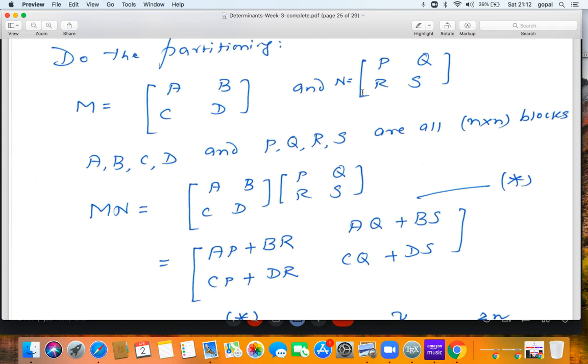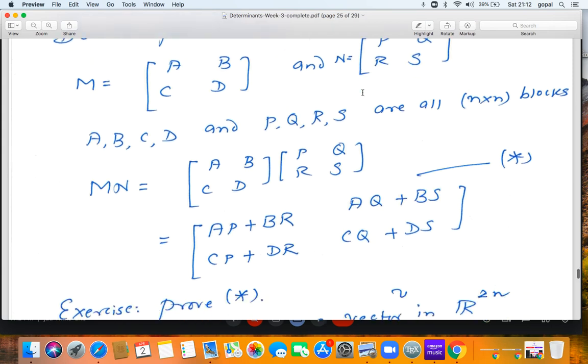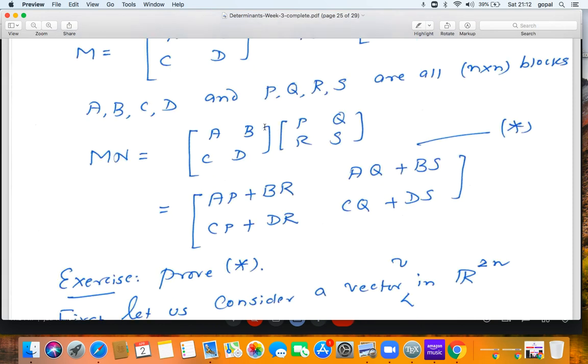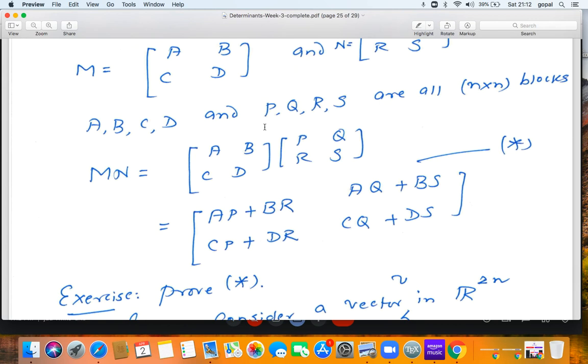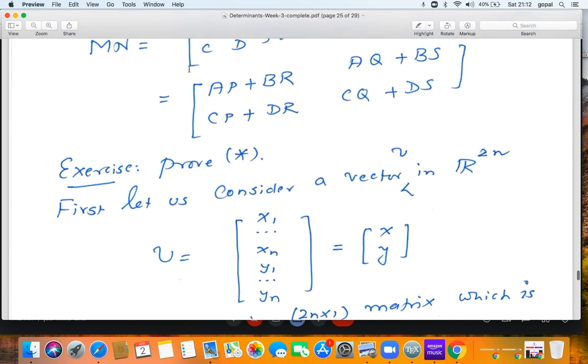Now this will need a justification. So how do I justify this? Exercise: prove this equation, prove this rule for block multiplication. Just to get you started on this exercise, let us check. How do I have to prove? First, let us do a simple exercise.